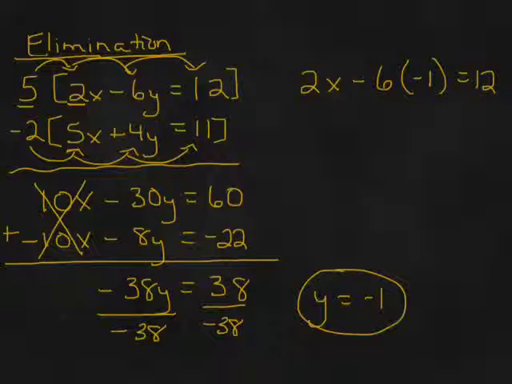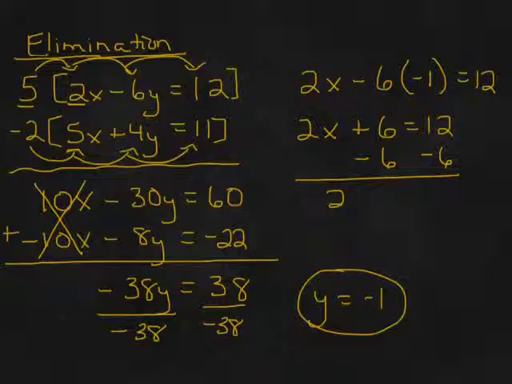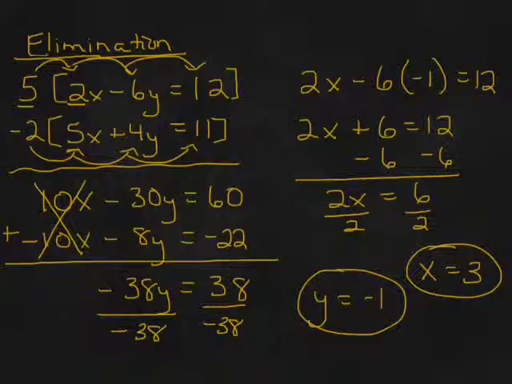And now we have to solve the equation. So 2x plus 6 equals 12. Again, here it's not about systems anymore. It's all about just solving an equation. And so I end up with x equals 3. And there's my answer. x equals 3, y equals negative 1. If you're asked for it as a coordinate, the coordinate would be (3, negative 1).